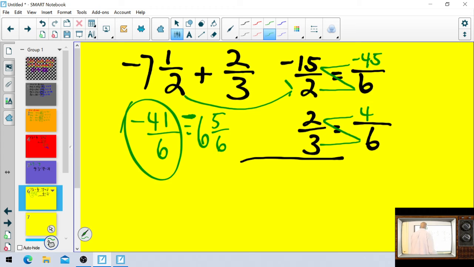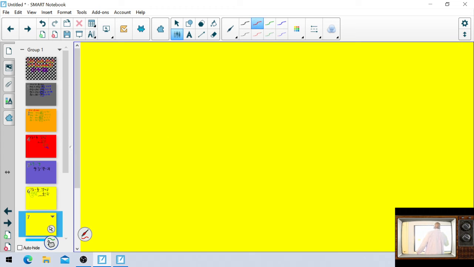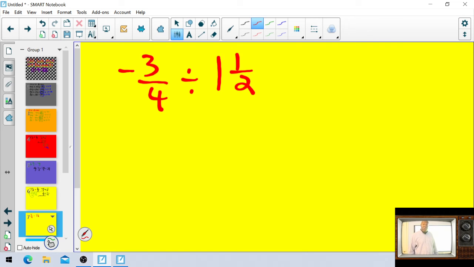Let's try another one. Let's try this one right here. See what y'all got going on. Negative 3/4 divided by 1 1/2. Remember the rules for division? Negative divided by positive comes out to be negative. So your answer is going to be negative. What I would do right here, I would do negative 3/4, and then I would change that to an improper fraction. It would be 3/2.